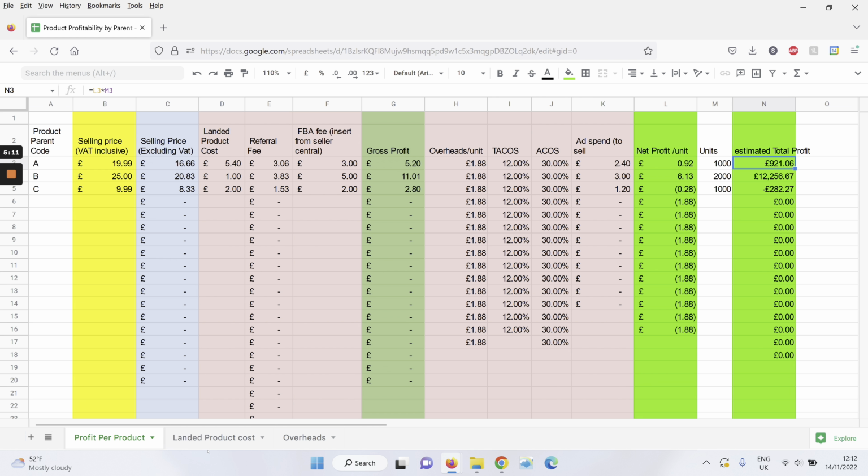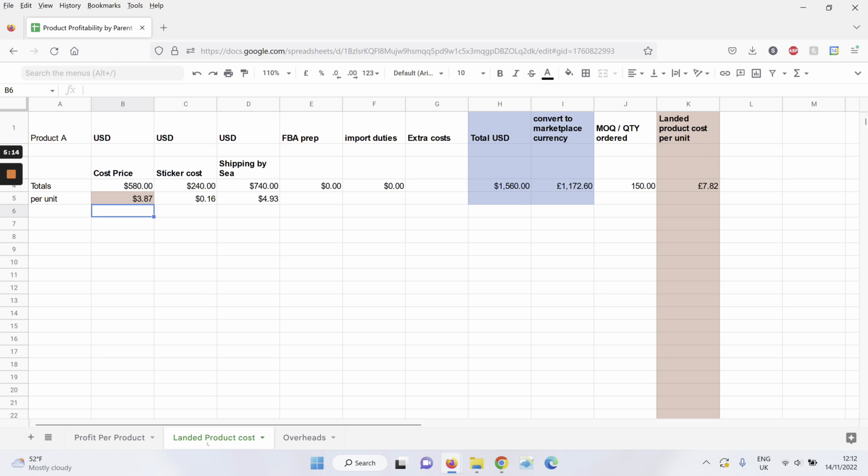And I've just added an extra tab in here for you to work out your landed product cost, because landed product cost usually will have your product price that you've paid to the factory, any packaging, stickers, anything extra you have used that adds to your cost, and then your shipping cost. Okay, so the total of that was $1,560, and then when you convert that into UK pounds sterling, you get this, and let's assume you ordered only 150 units, then the landed cost price per unit comes out to be £7.82.